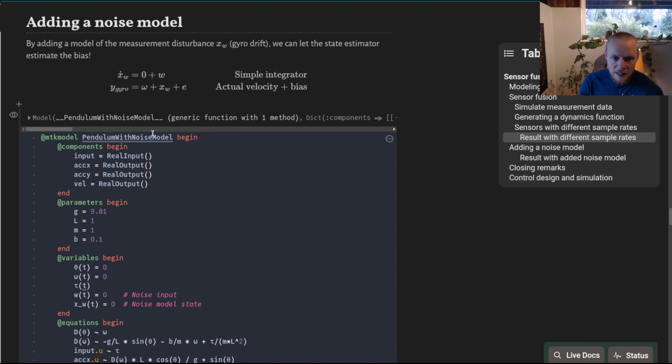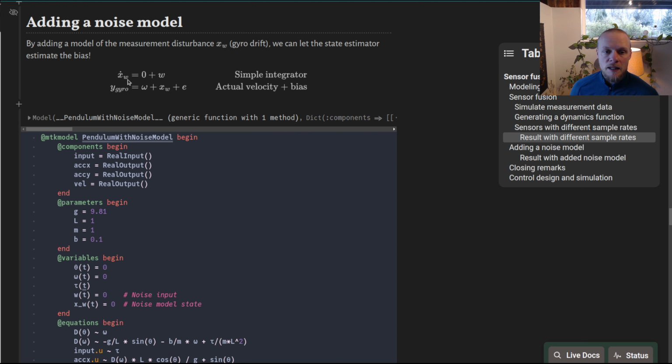So what is a reasonable model for drift? Well, if we knew how the drift would change over time, we could just compensate for that, and we wouldn't need a model. But we don't know. We have no idea how the gyro drifts. Maybe it goes up a bit and down a bit, or maybe it only goes up and so on. So the model I will choose to use here is a simple integrator.